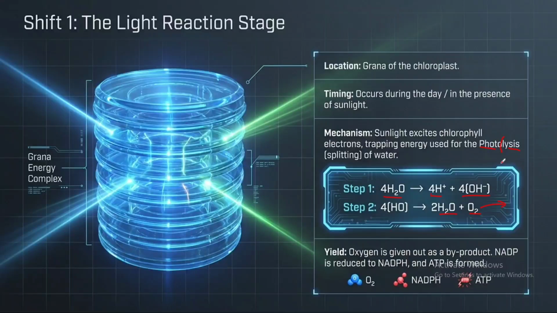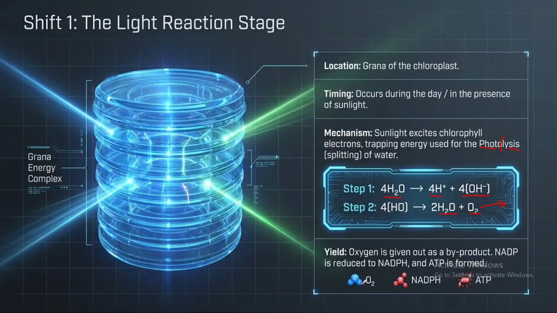Given off. So if you notice here, we have mentioned two important things that happen during the light stage. Photolysis, that is splitting of water, which enables us to further convert it to water and then remove oxygen in the process. So oxygen is released to the environment during the light dependent stage reaction. Good. Now, also within the light stage reaction, oxygen is given out as a byproduct like earlier mentioned, and then NADP is reduced to NADPH, and also ATP is formed.